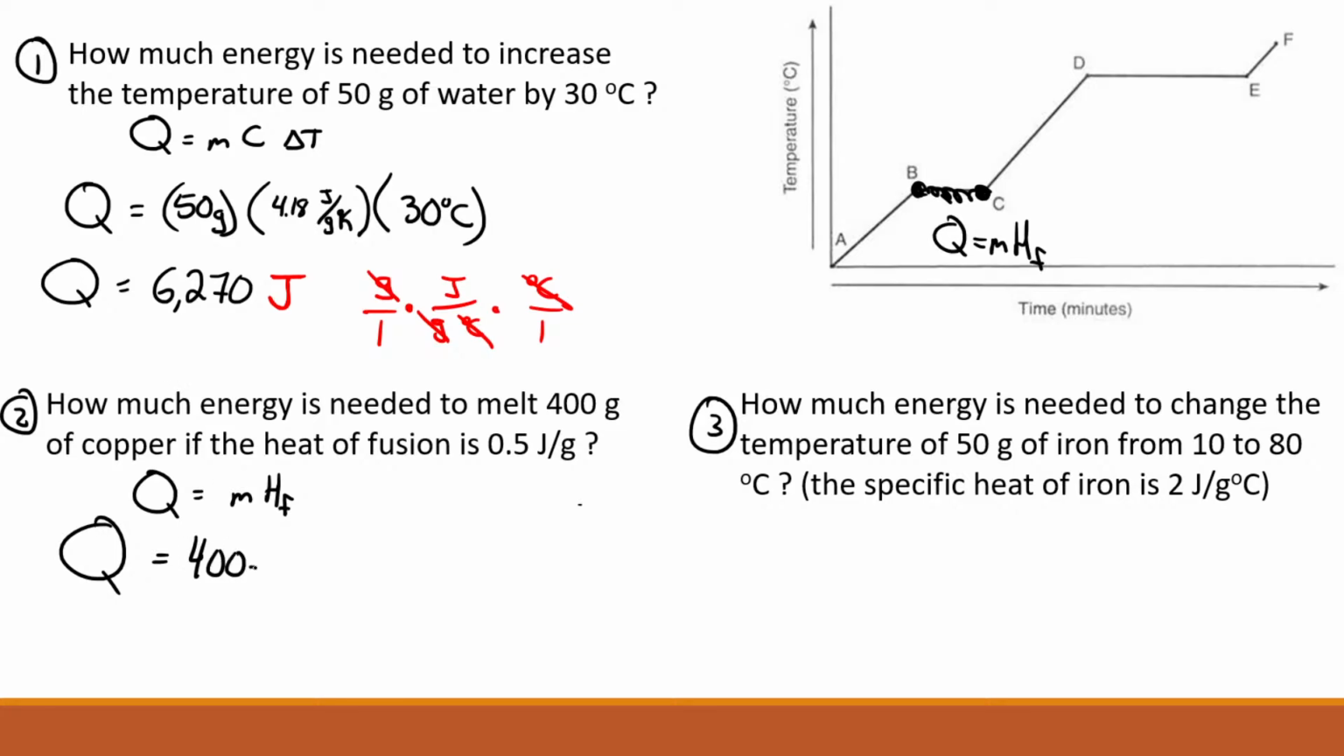Mass is 400 grams given to us in the problem. Heat of fusion, again, given to us in the problem. Remember, if it is not given to you in the problem, it's either the thing you're solving for or water, in which case it's on table B.